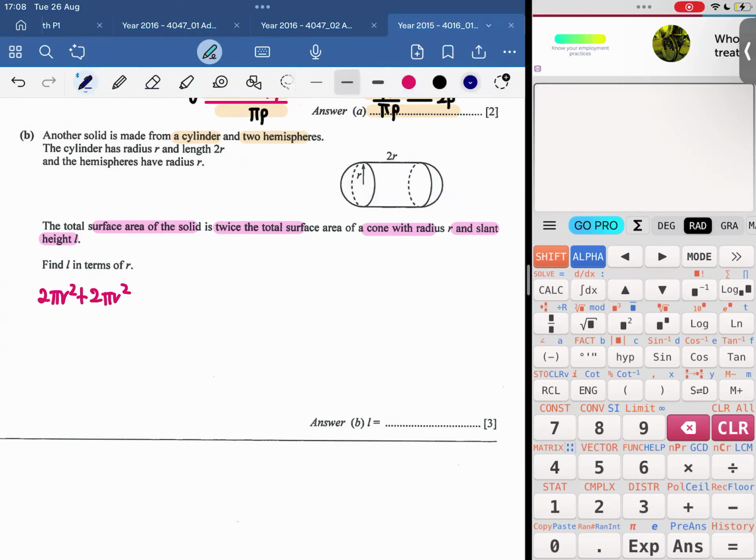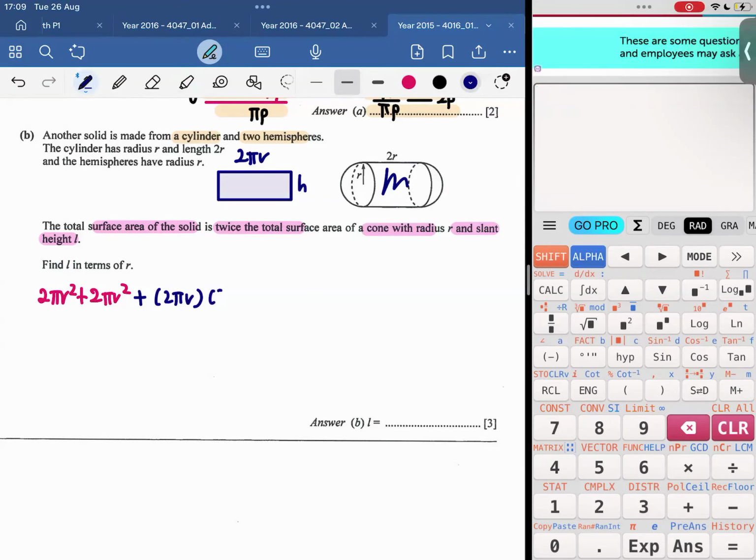Then something that is not in the formula sheet is this one, the curved surface area of a cylinder. You always open it up to form a rectangle. When you open it up, this part is the circumference of the circle and this part is the height. In this case, circumference is 2 pi r and the height is 2r, so it's like a length times breadth thing. So let's simplify this. The pink one gives me 4 pi r square.